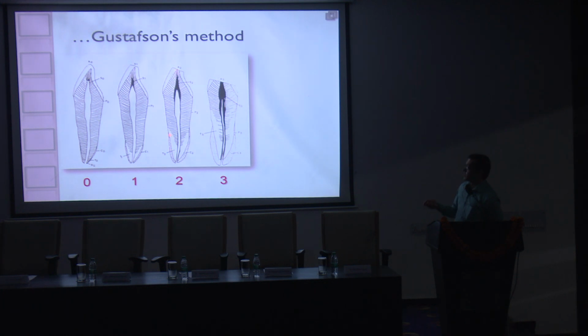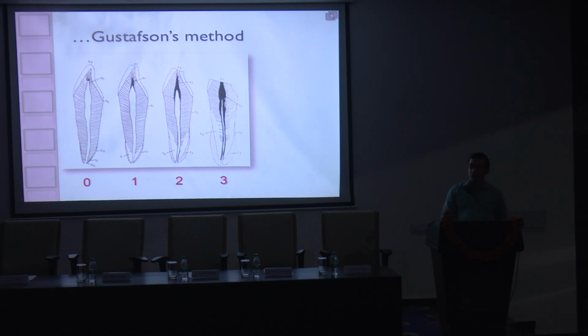Translucency has gone into the middle 1/3, so it is P2. And here, of course, attrition has reached pulp. Translucency has reached the cervical 1/3. So basically, he's saying that as the amount of change is higher, the grade also correspondingly increases.